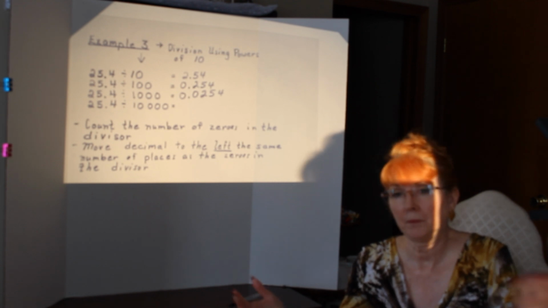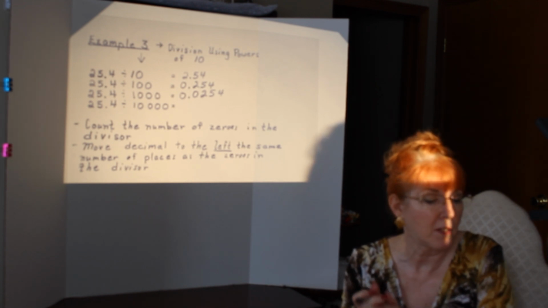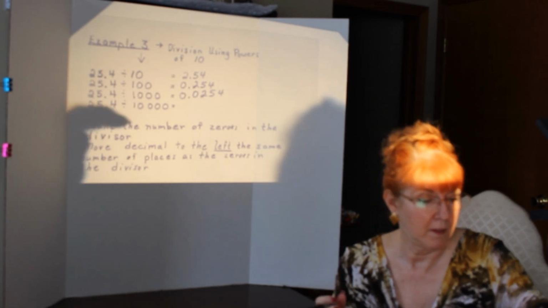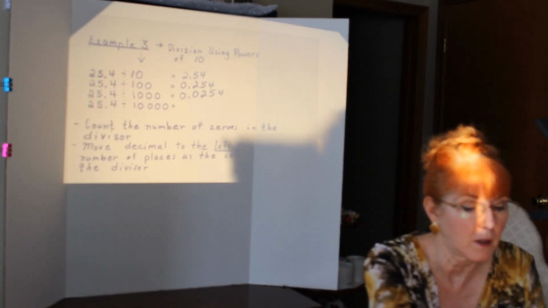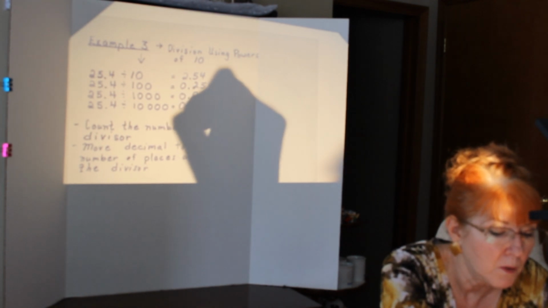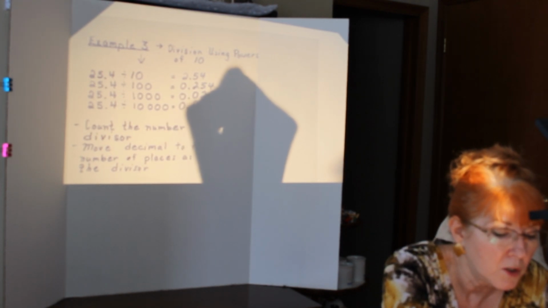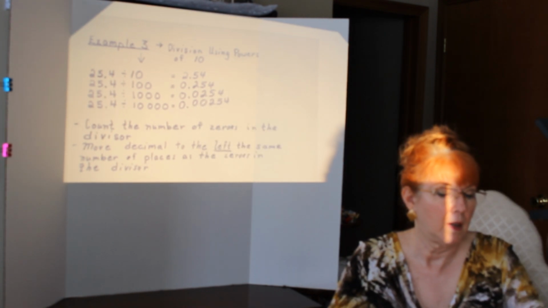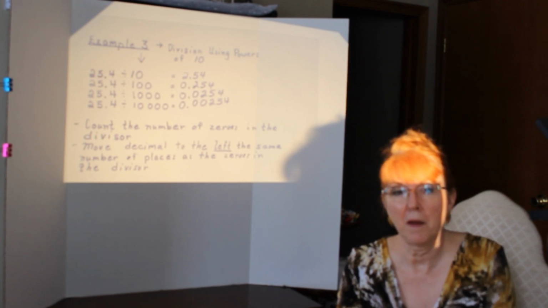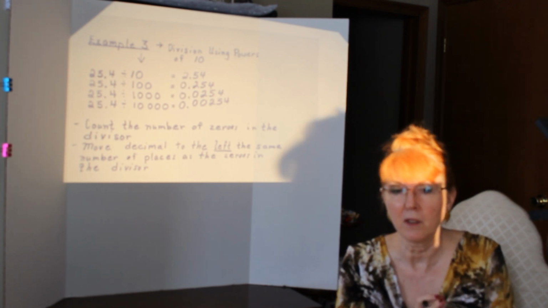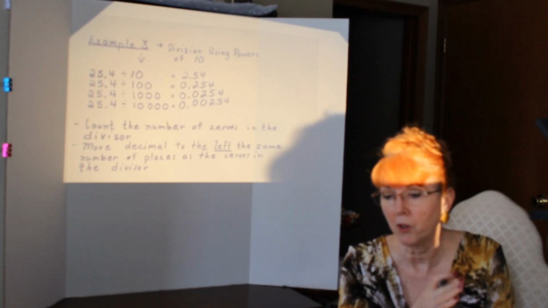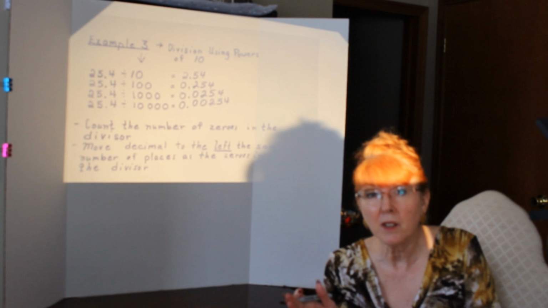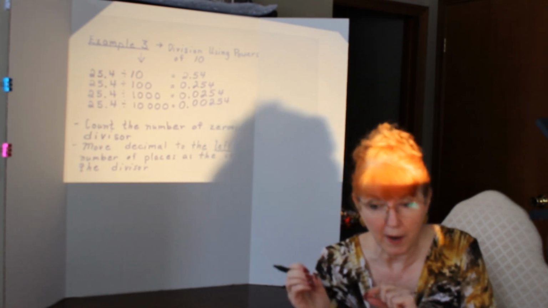10,000. If I'm going to have 25.4 divided by 10,000, I'm going to move it 4 zeros, 4 places to the left, giving 0.00254. So, when you multiply by groups of 10, powers of 10, you're going to shift the decimal to the right. The opposite operation is division, so you're going to be shifting it the opposite way, to the left.